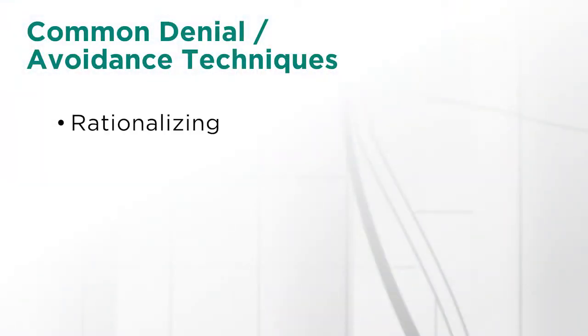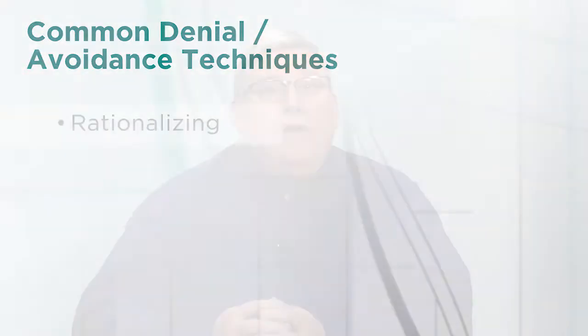So now let's go through some common denial and avoidance techniques. And for each one of these, I will give you a name of the technique, a definition, and an example. So here is the first one. Rationalizing. Rationalizing is offering alibis, excuses, justifications, or other explanations for the behavior. The behavior is not specifically denied, but an inaccurate explanation of the cause is given.